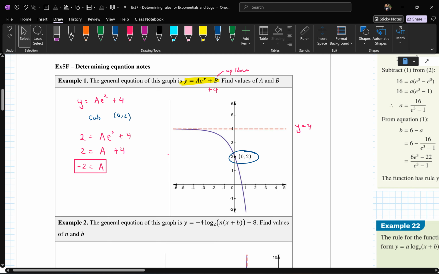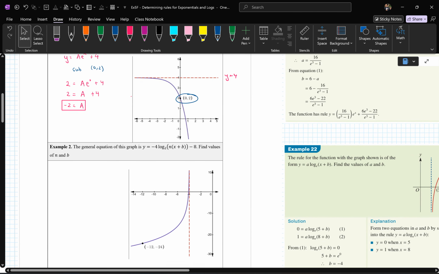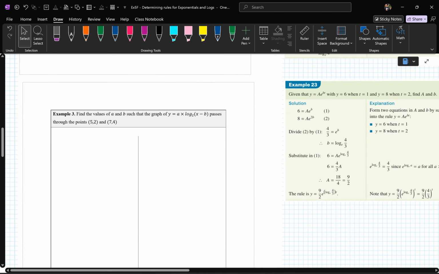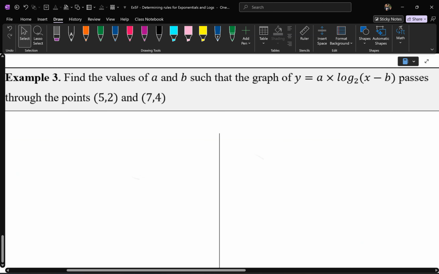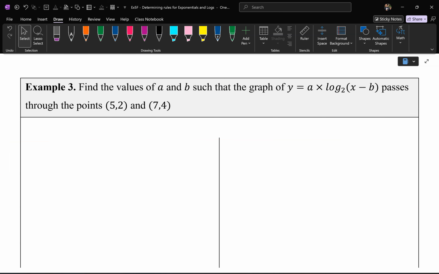Example 2 is exactly the same, but I'm going to leave that for you guys to do because that's what exercise 5F is. 5F is about you looking at a graph and then figuring out the properties. Now, the last question, I want you to copy this down because this one is a bit trickier, but I'm going to give you a few minutes to have a go first. Can you flip over to the last page? Example 3. I want you to have a go with example 3 on the back page because examples 1 and 2 you can do without me.